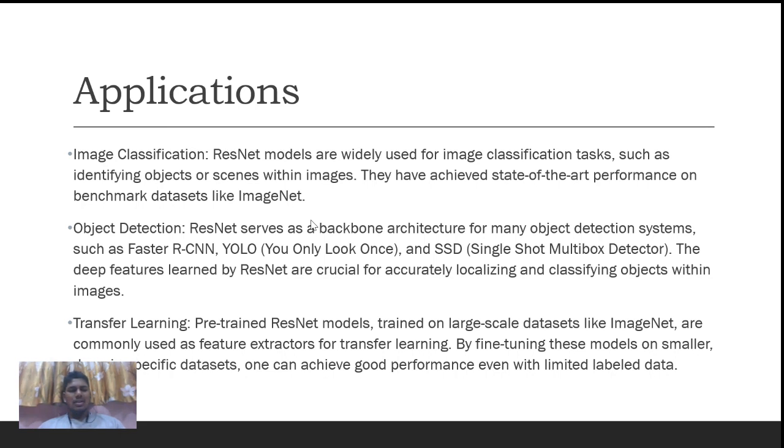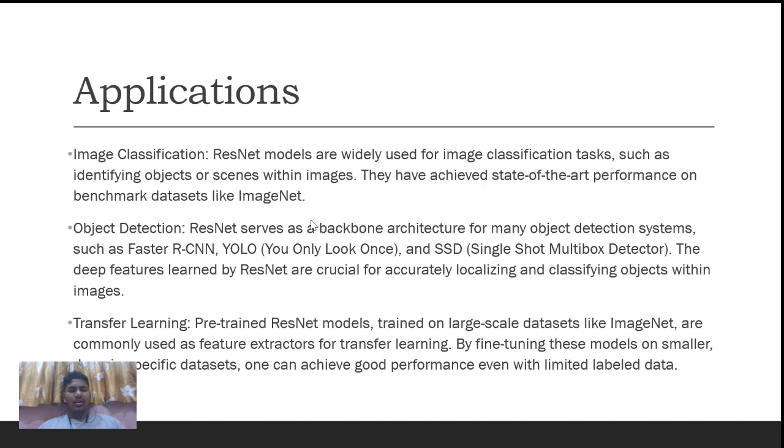Object detection. Next, ResNet serves as a backbone architecture for many object detection systems, such as Faster R-CNN, or region-based convolutional neural networks, YOLO, you only look once, and SSD, single shot multibox detector. The features learned by ResNet are crucial for accurately localizing and classifying the objects within the images.